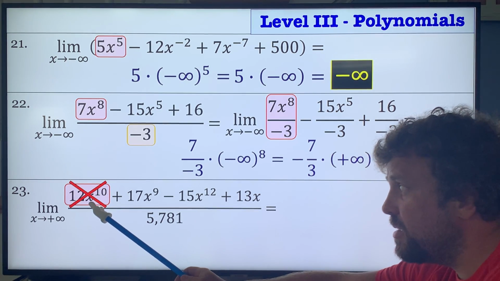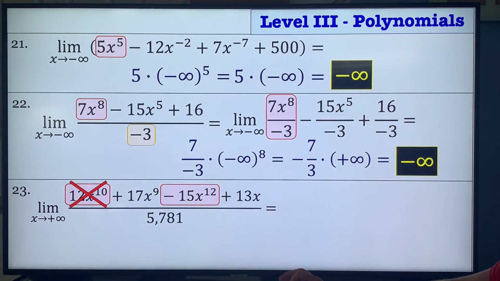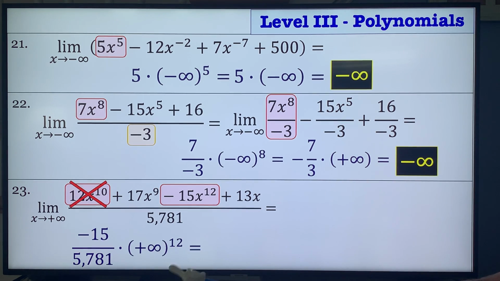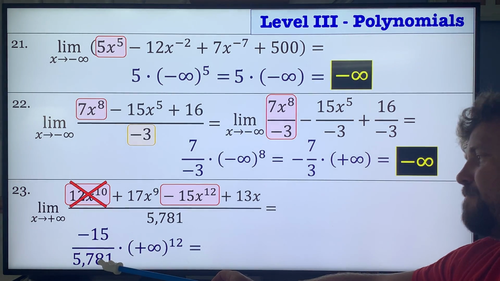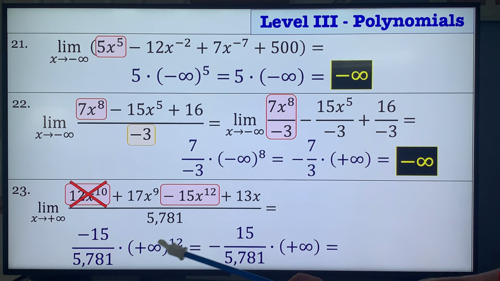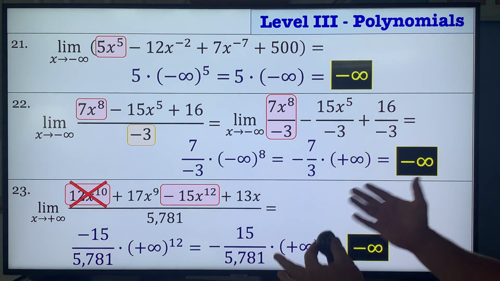No! Why not 10? 10, 9. Whoa, someone snuck a negative 12 in there. You also have to keep the sign that goes with it. And that's over 5,781. Negative 15 over this. It doesn't matter. It's a negative number. Positive number to the 12th power is positive. Negative this times positive that is negative 15. Right? That's polynomials.